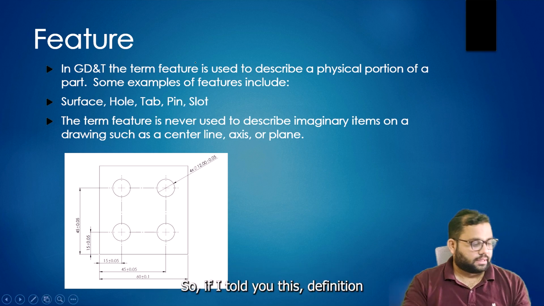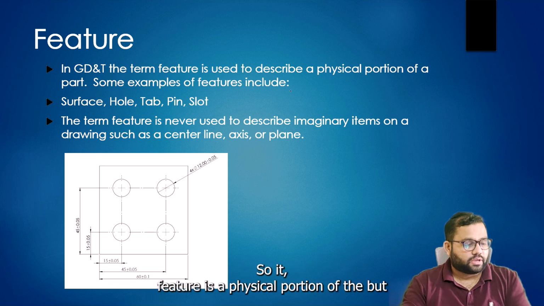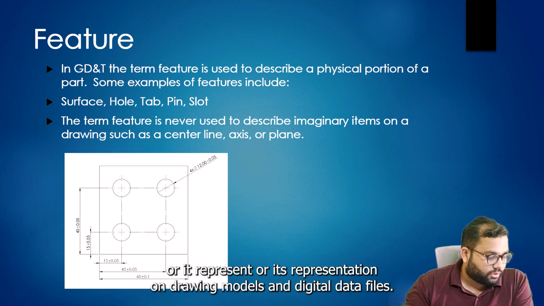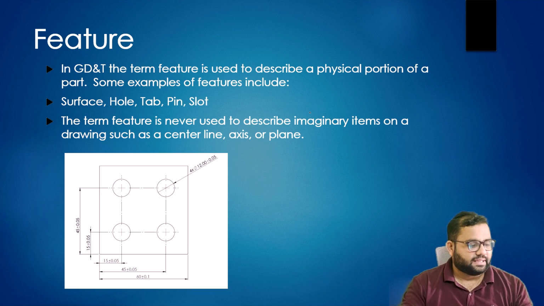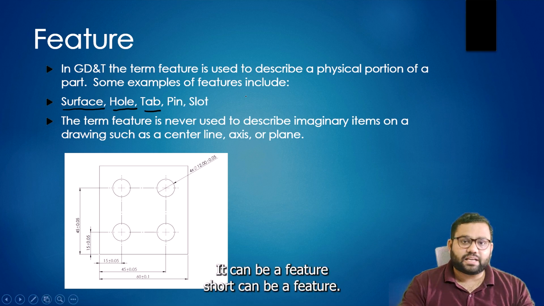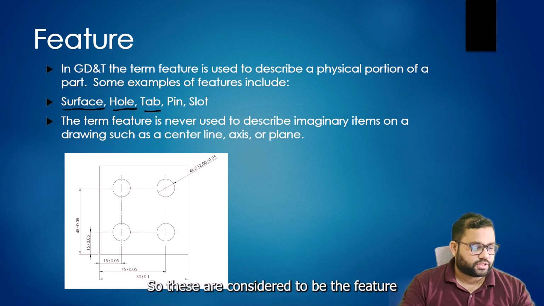If I give you the definition, a feature is a general term used for a physical portion of the part, or its representation on drawings, models and digital data files. Features can be any of these: a whole surface can be a feature, a tap is a feature, a fillet can be a feature, a slot can be a feature. So all these are considered to be features in the drawings.